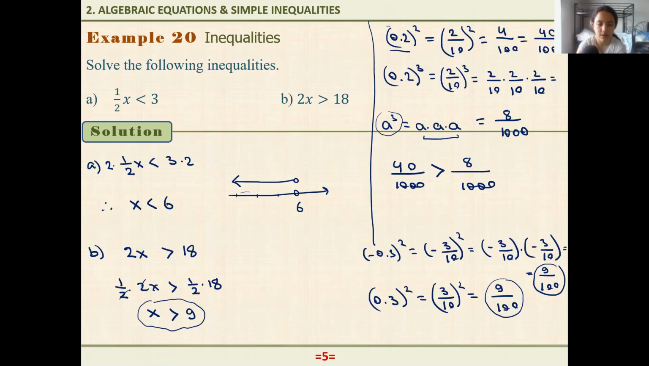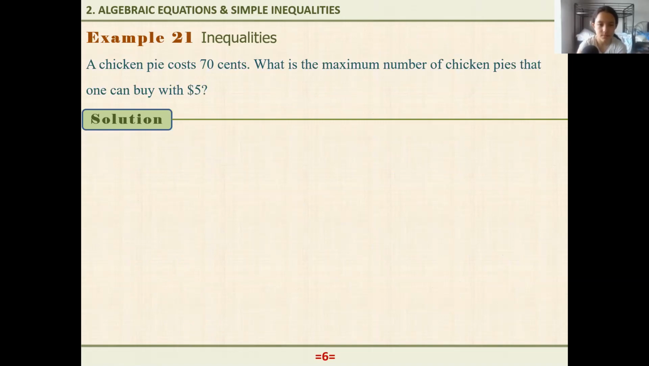Okay? The last example about inequality. Can you read the problem? A chicken pie costs 70 cents. What is the maximum number of chicken pies that one can buy with $5? Okay. So that says that a chicken pie costs 70 cents. What is the maximum number of chicken pies that one can buy with $5?